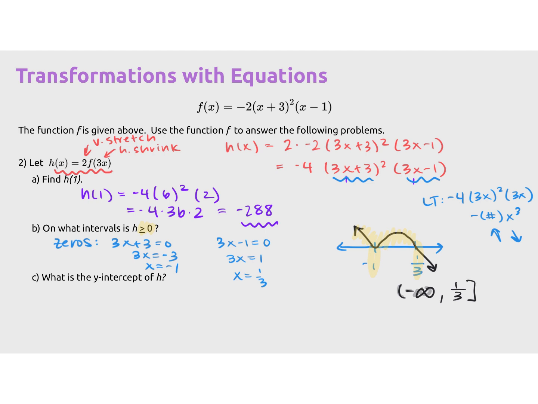Last one here says, what is the y-intercept of h? Now I have to remember that every y-intercept has an x value of 0. So to find the y-intercept, I'm going to plug 0 into my function h. So that's going to be negative 4. If I plug in 0, I'm going to get times 3 squared times negative 1. So that's going to be positive 4 times 9, which gives me a y-intercept of 36. And you can either say the y-intercept is 36, or you can write it as an ordered pair, (0, 36).